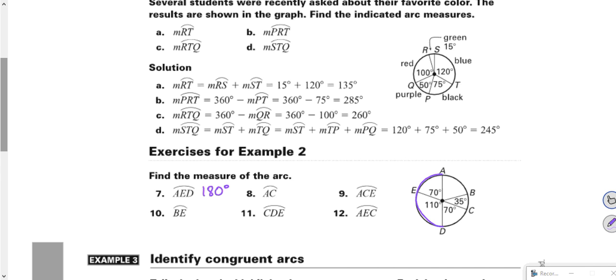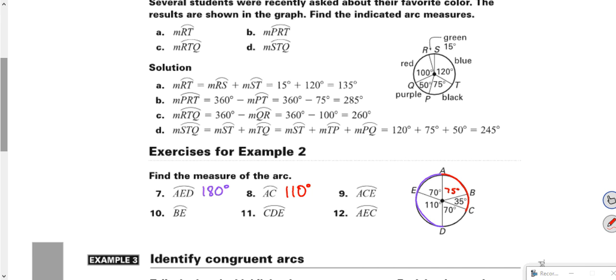AC, because it was just used with 2 letters, it's got to be the minor arc. So what we have to do is try to figure out, if this is 70 plus 35 is 105, what are we missing to get to 180? We're missing 75 degrees, right? So 75 plus 35 is 110. I hope you guys see that.